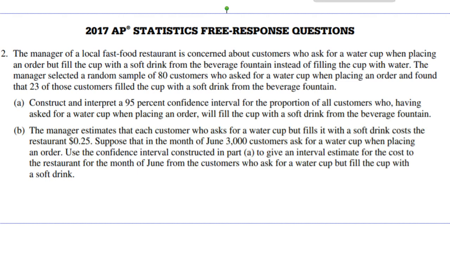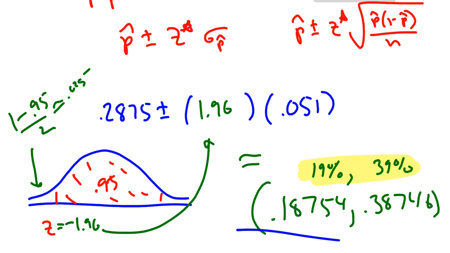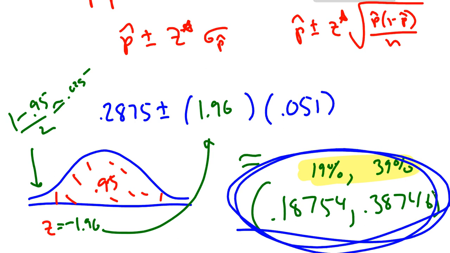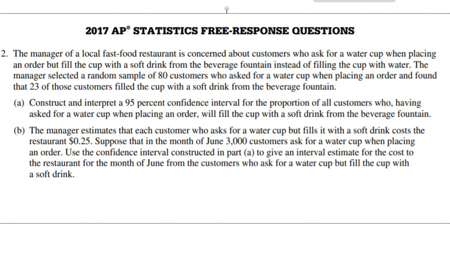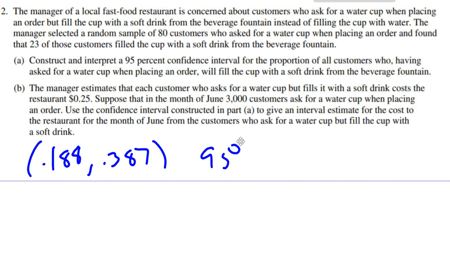So here we are. You have to think about it this way, right? We have a confidence interval we built. Don't lose track of it, it is right here. So let's just round it, 0.188 to 0.387. So our confidence interval from part A is 0.188 to 0.387. That's our 95% confidence interval. And so that's the proportion of people we think who are going to ask for a water cup but then get a soft drink.